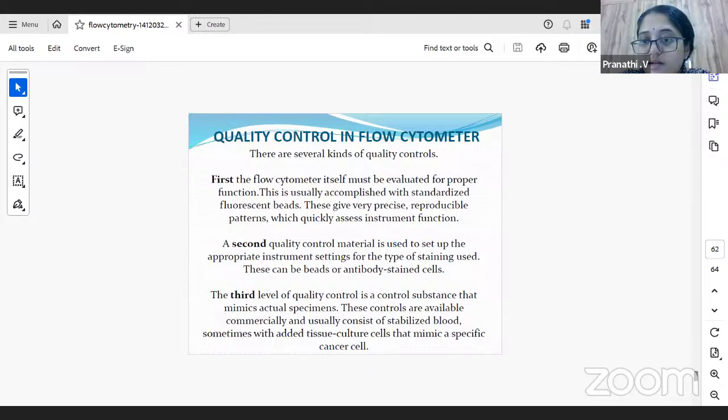Some slides are not changed. Oh, you're not able to see the slides? Wait, I'll pause. You share. I think now you can see.